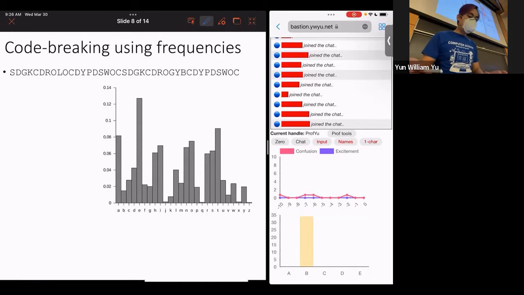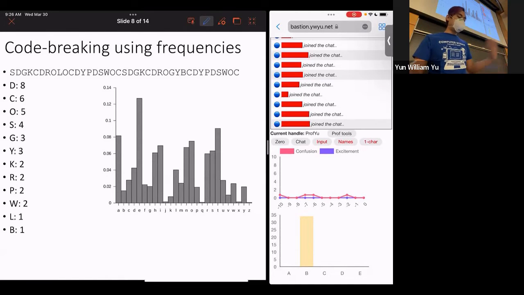Another thing you could do is break it by looking at the frequencies, the histogram of all these letters. If you count up the letters, it turns out there are 8 Ds, D as in dogs, in this particular text. There are 6 Cs, as in cat, and then we have a bunch of other letters. There are 5 Os, 4 Ss, and so on.